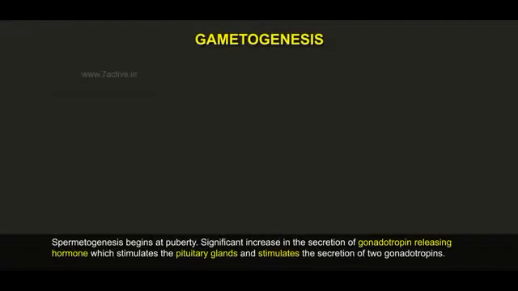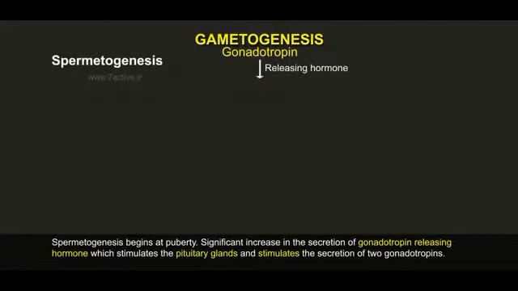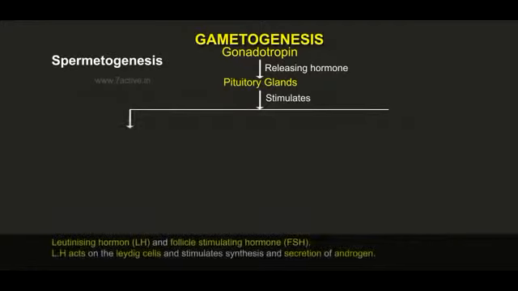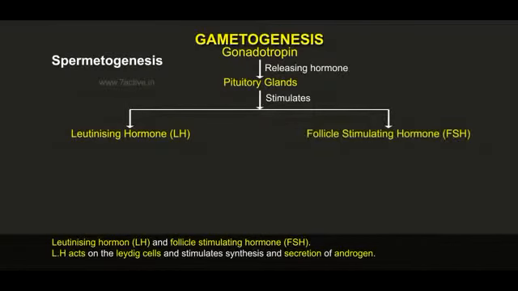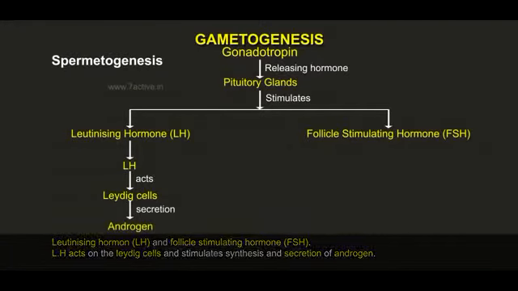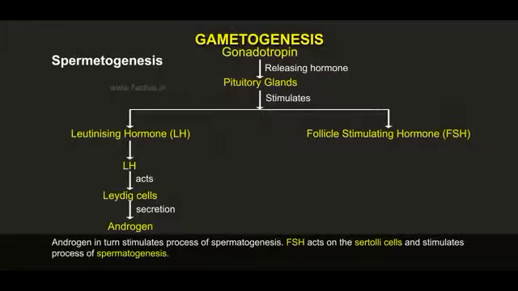Spermatogenesis begins at puberty. There is a significant increase in the secretion of gonadotropin releasing hormone, which stimulates the pituitary gland and stimulates the secretion of two gonadotropins, luteinizing hormone LH and follicle stimulating hormone FSH. LH acts on the Leydig cells and stimulates synthesis and secretion of androgen. Androgen in turn stimulates the process of spermatogenesis.